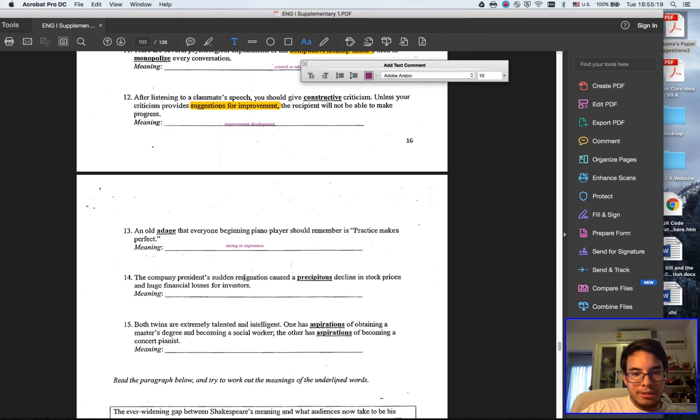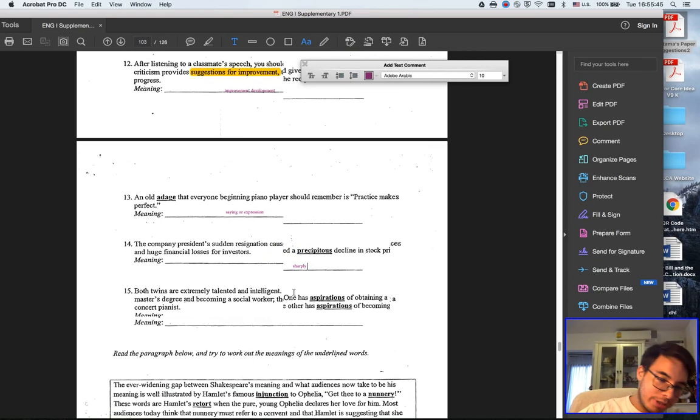Okay. 14. The company president Sutton's resignation caused a precipitous decline in stock prices and huge financial losses for investors. What do stock prices do? They rise and they fall. So it fell, right? So it fell really quickly or sharply.